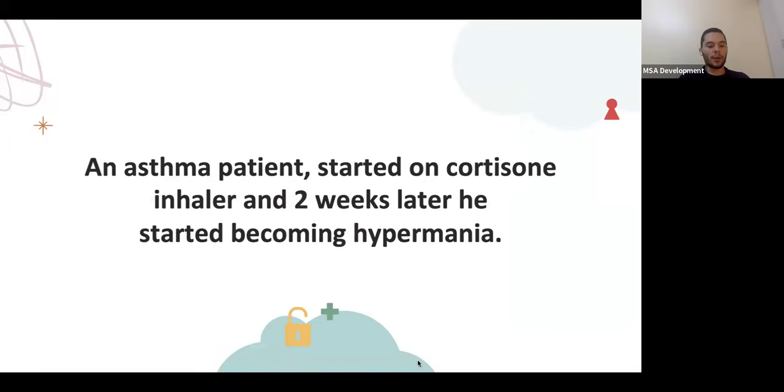Excellent. Okay, let's take this case. You have an asthma patient. They were started on a cortisone inhaler, and 2 weeks later, he started becoming hypomanic. Could you say, no, this guy has mania because of bipolarity? No. What is it, then? Substance-induced mania. So again, you need to remember to rule out any drugs or alcohol used by those patients to diagnose them with bipolar or depression or anxiety.